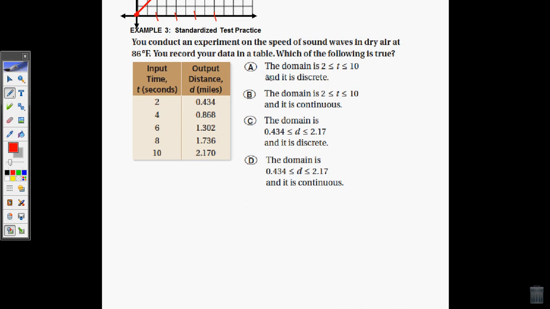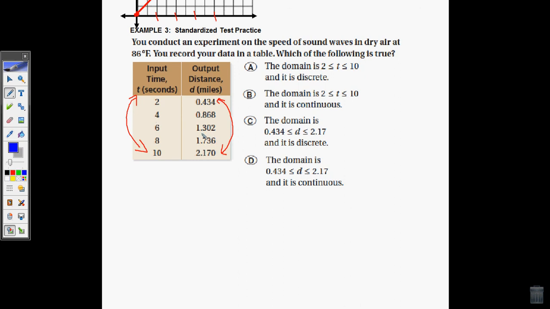So what's true? That the domain is from 2 to 10 and it's discrete? That the domain is from 2 to 10 but it's continuous? Or maybe it's that the domain is from 0.434 to 2.17, so that's looking at this side now, and it's discrete. Or that the domain, again, is the same as this side, but it's continuous. So I guess there's 2 parts to this. Is the domain on this side? Is it the input? Or is it on this side?